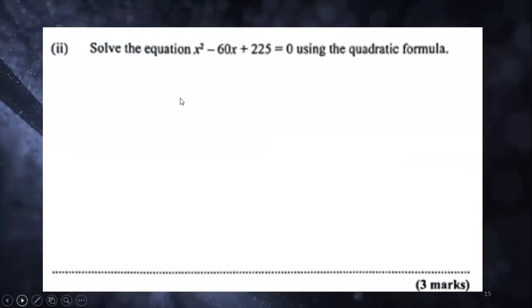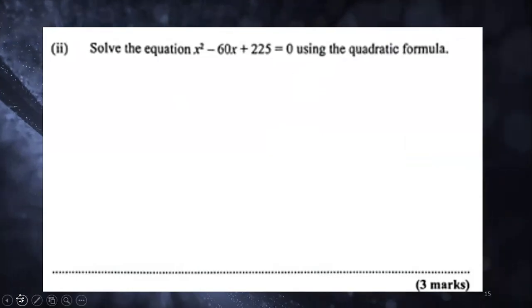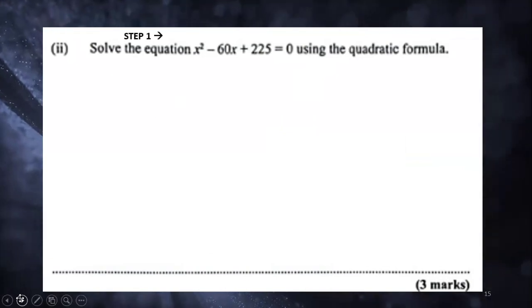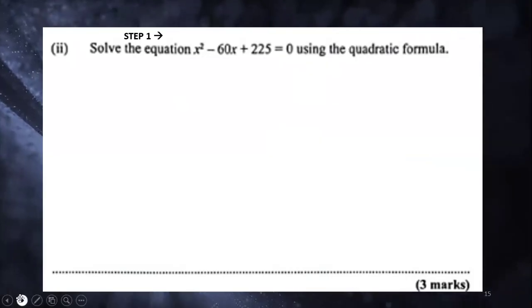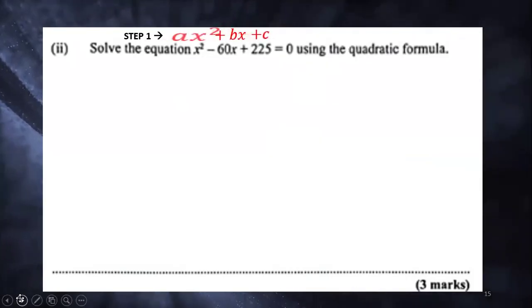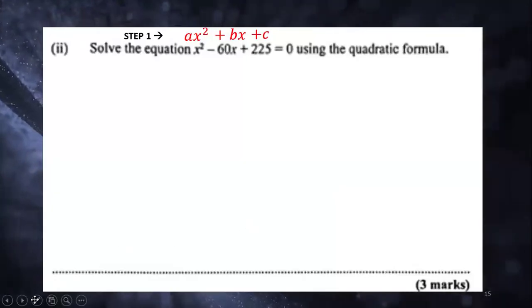So, solve the equation x squared minus 60x plus 225 is equal to 0 using the quadratic formula. Let's look at some detail. The quadratic formula is making a big comeback. So step 1, we need to put the general format of the quadratic right above the quadratic that we have. Why are we doing that?